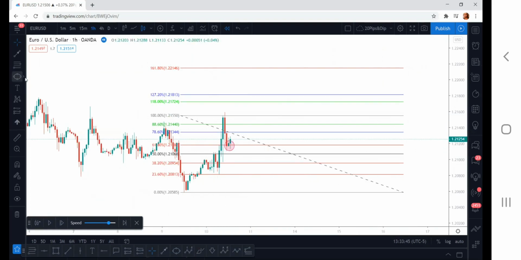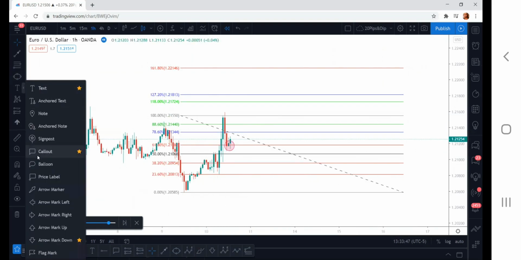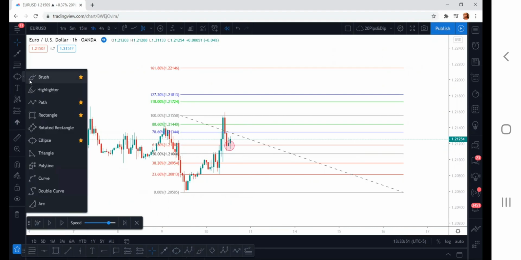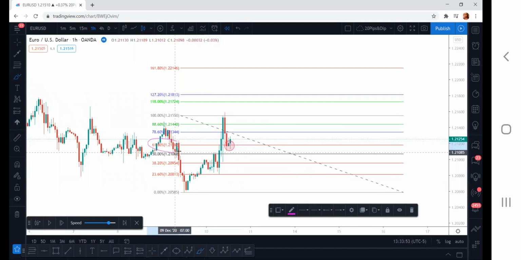So automatically, you know that your first target, okay, just off the color code, is going to be the 161. However, the safe area to take profit would be right here at the 127, right? So let's see what happens.